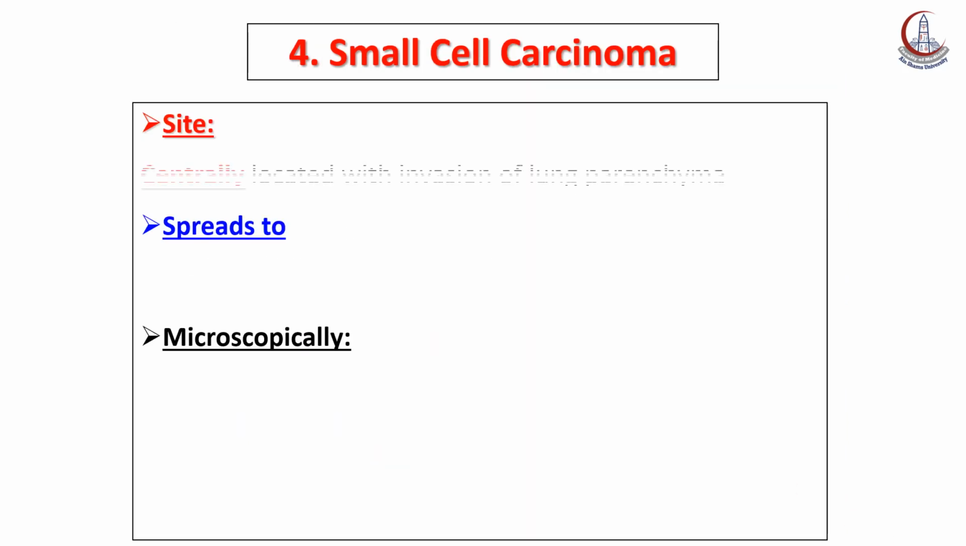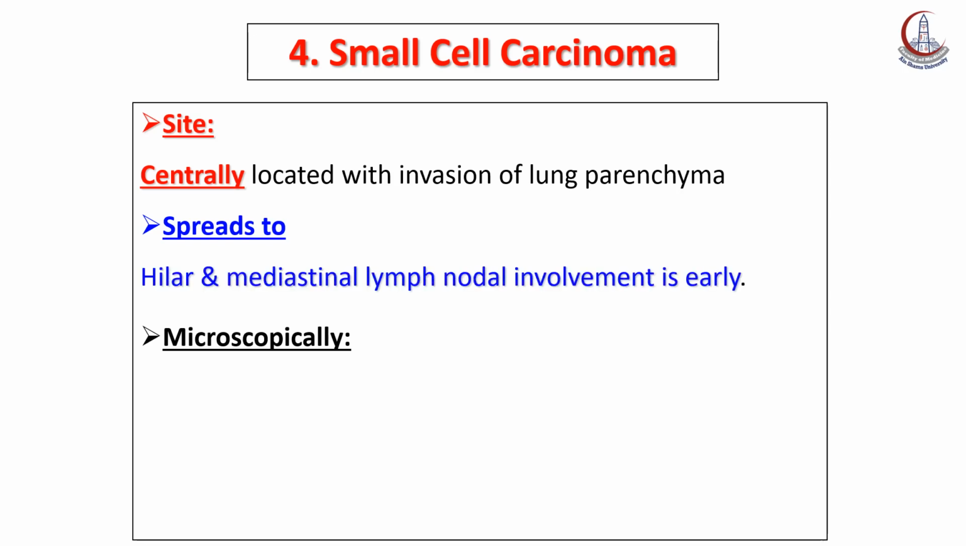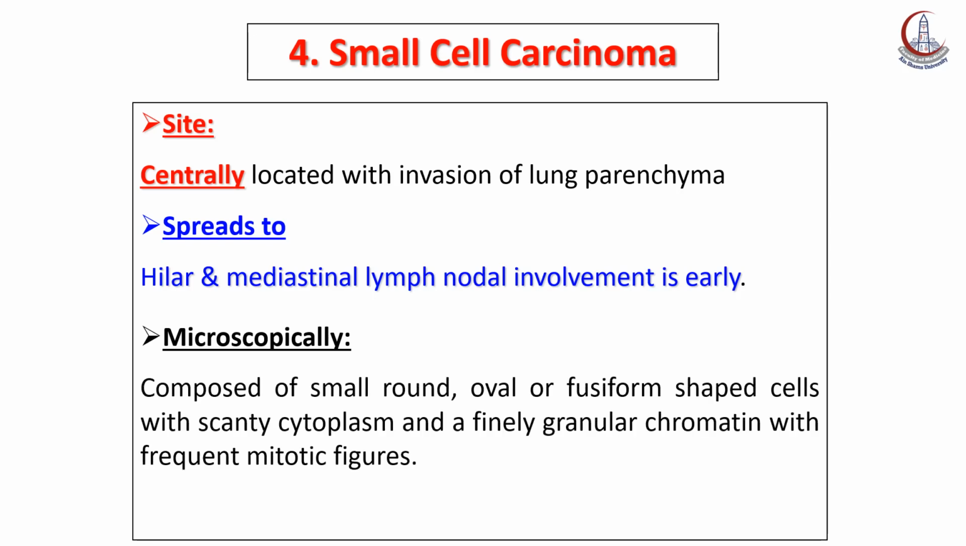The small cell carcinoma located in the central part of the lung, like the squamous cell carcinoma, spread to the hilar and mediastinal lymph nodes very early, microscopically composed of small round, oval or fusiform shaped cells with scanty cytoplasm and finely granular chromatin with frequent mitotic figures. This type of bronchogenic carcinoma is associated with smoking. So small cell carcinoma and squamous cell carcinoma both associated with smoking and located in the central part of the lung.